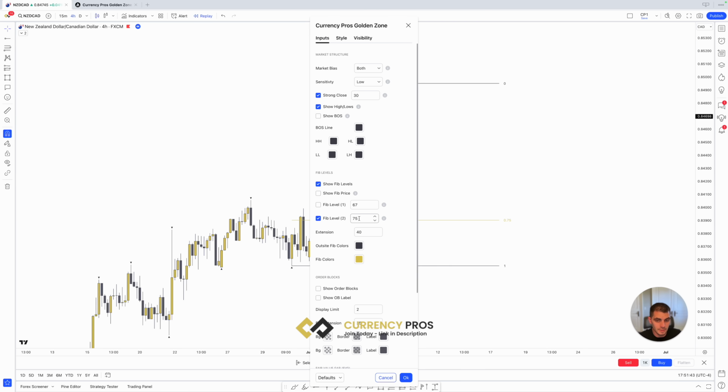I currently have mine set to the 75%. There's two levels here. You could set it to something else if you want and have both to choose from if you have multiple entry points, for example.